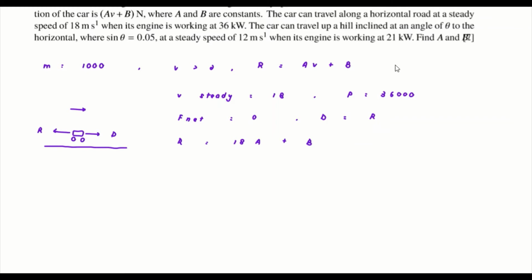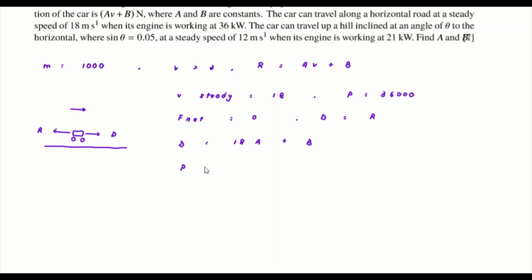Sorry, I should write D here because we do not need the resistance. So the driving force is equal to the resistance, that's why the driving force is equal to 18A plus B. After we get this, we can use the formula of power to help us, because this is a steady velocity, right? Then we can get the average power as well.